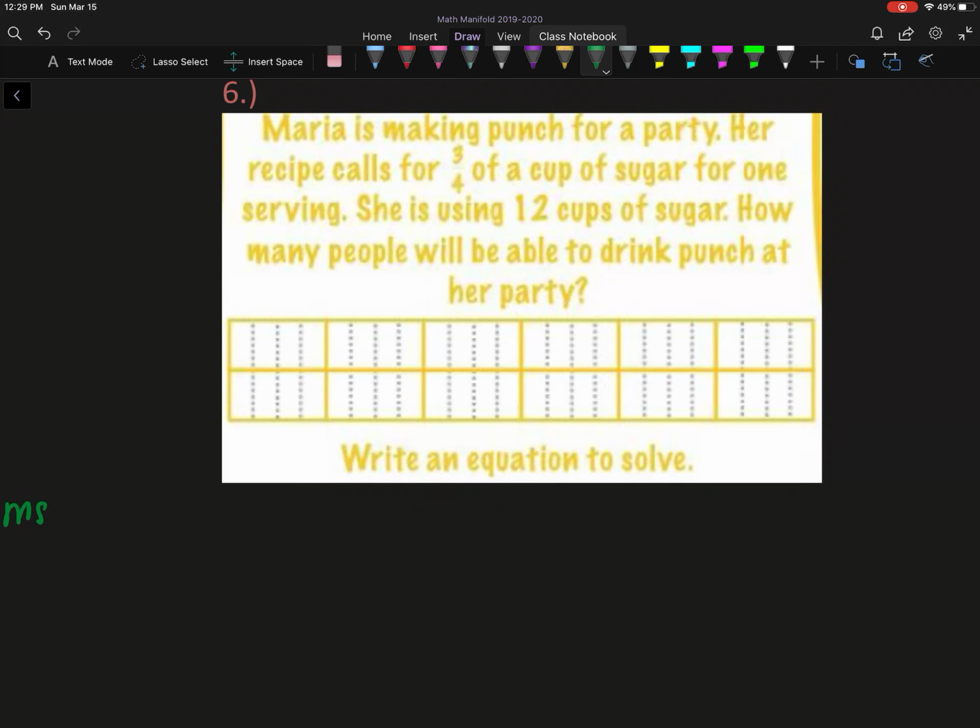So this is kind of the same thing as the last one where, okay, if 3/4 of a cup is 1 serving, how many servings can I get out of 12 whole cups? So I've modeled that there's 12 whole cups here. So 12 divided by 3/4 equals S for servings.